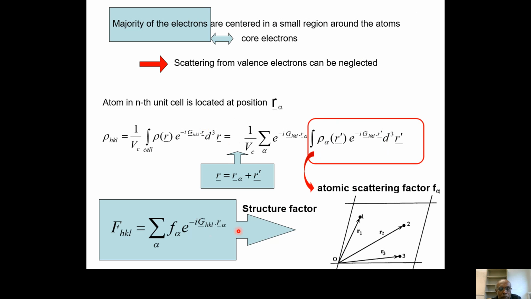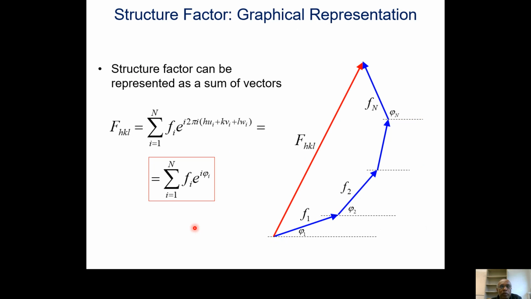So then you have a factor of 2π in that multiplication. That's why you get these 2π terms coming here. So this h, k, l are that G vector that represents the atomic planes. u_i, v_i, w_i are the atomic positions inside the unit cell.